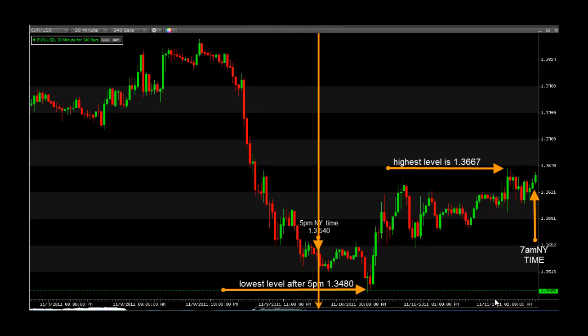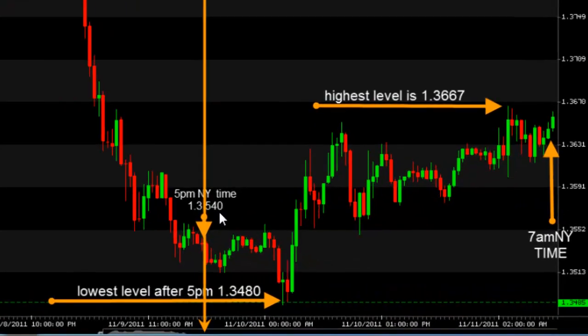Now, we're going to take this example and we're going to show you why it is important to pay attention to the maximum price movement before you start thinking about placing any trades. And it is important to analyze the market and to take the 3 different sessions into consideration. First, let's take a look. We have 5 p.m. New York time. We have established this will be our starting point to analyze the maximum price. We have a price of 135.40.